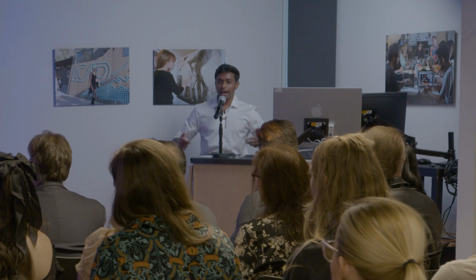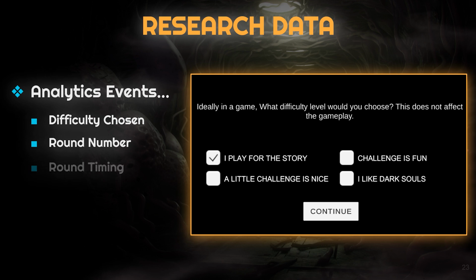The second is the round number. So what does a round number mean? Every time you start a swarm encounter, that's round number 1. Round number 2, either you die or win, it keeps going up. Third is round timing. This is dependent on the round number. Round number 1, how long did the player survive, either till victory or death. Round number 2, how long did they survive, and so on.